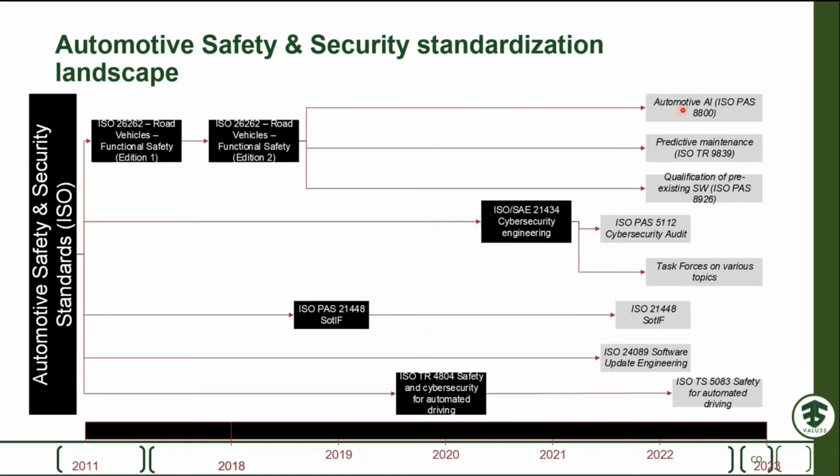Automotive AI, automated driving, predictive maintenance, connectivity. We collect data, we predict. Qualification of pre-existing software. This is also about partially automated driving. The whole cybersecurity, connectivity, SOTIF, this will go to a direct standard. Software update: without connectivity, there are no updates. With a self-learning automated system, there is a need for updates directly between connectivity and automated driving.